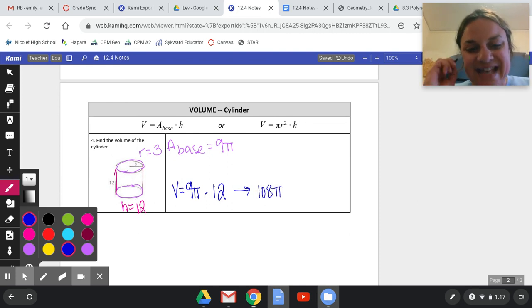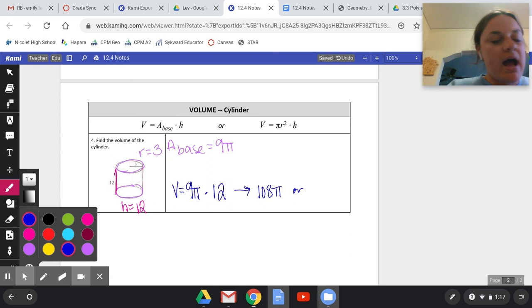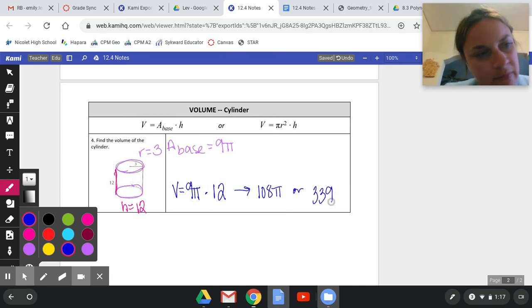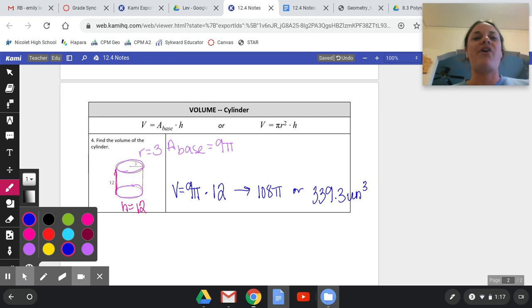Okay, so that is my exact answer, or I can actually multiply 108 times pi and get 339.3 cubic units. All right, that is all for today, short and quick.